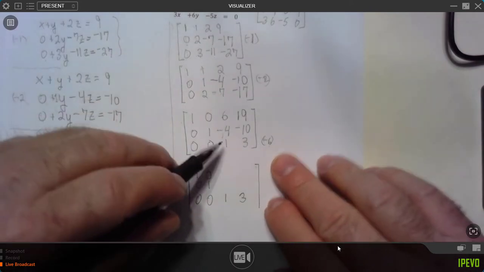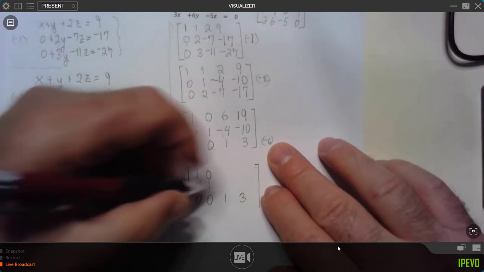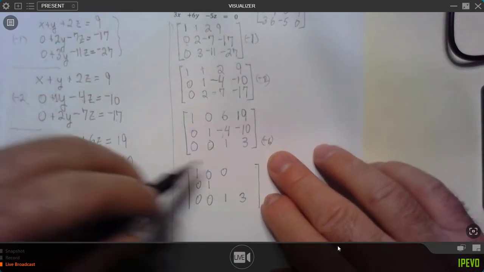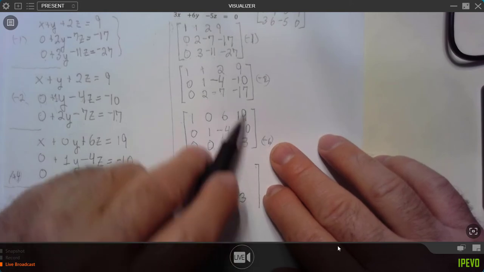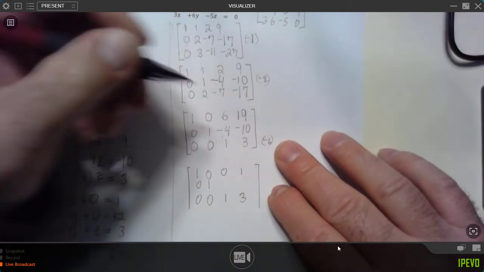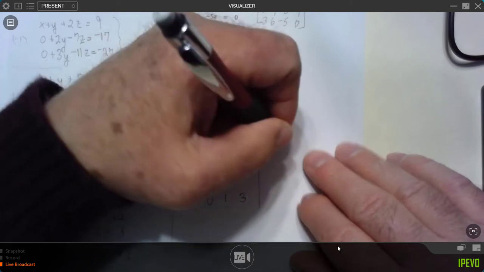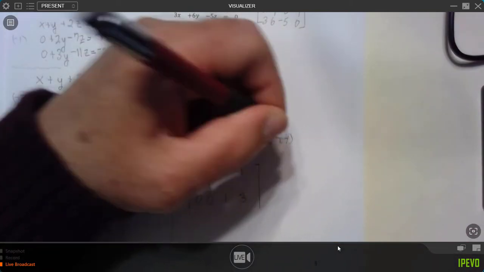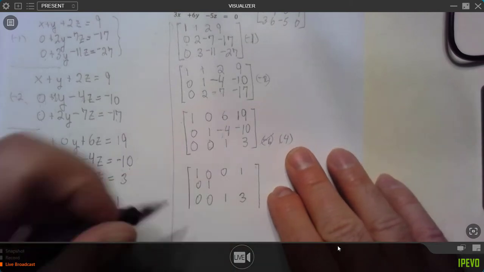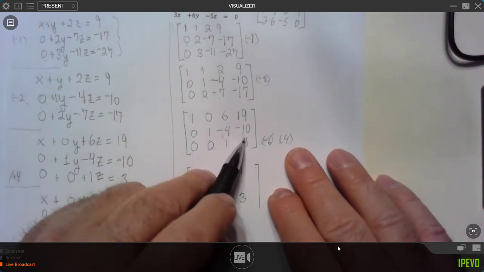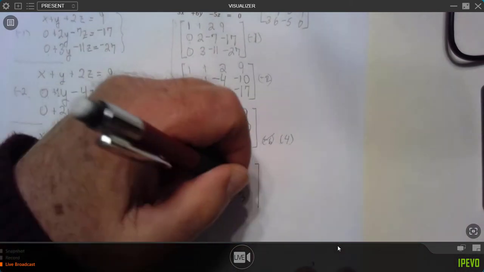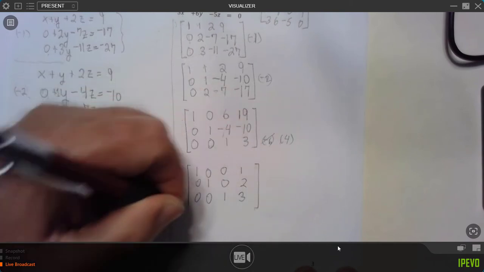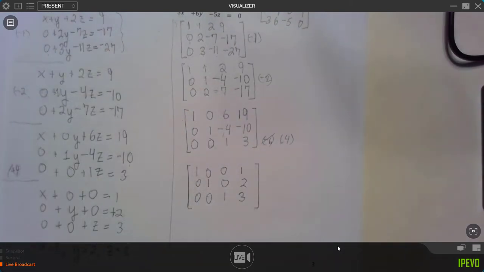Okay, so here we go. Minus 6 plus 6, I got a 0 up there. And then minus 18 plus 19, I got a 1 here. And then let's see, I want to take out that 4. So I'm going to multiply by plus 4 and add. So 4 minus 4, a 0 goes here. 3 times 4 is 12, minus 10, a 2 goes there. And this is our final form of our matrix.